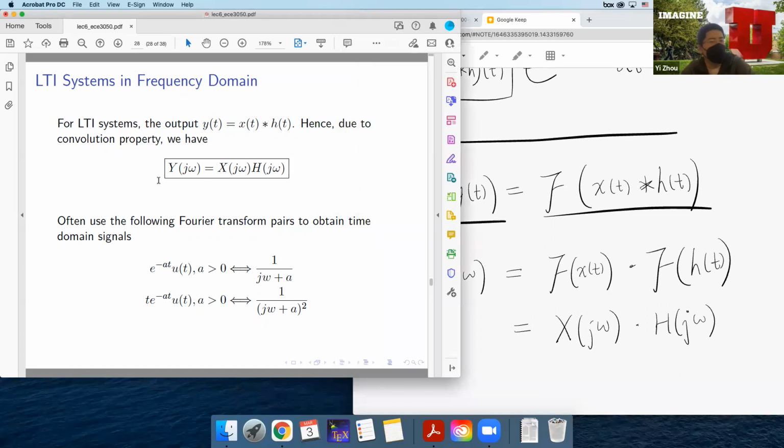So in the Fourier domain, the system equation is very simple. We only need to deal with multiplication. Now, once we have the spectrum of the output in the Fourier domain, you just need to do an inverse Fourier transform to get back to the time domain, if you want a time domain representation.